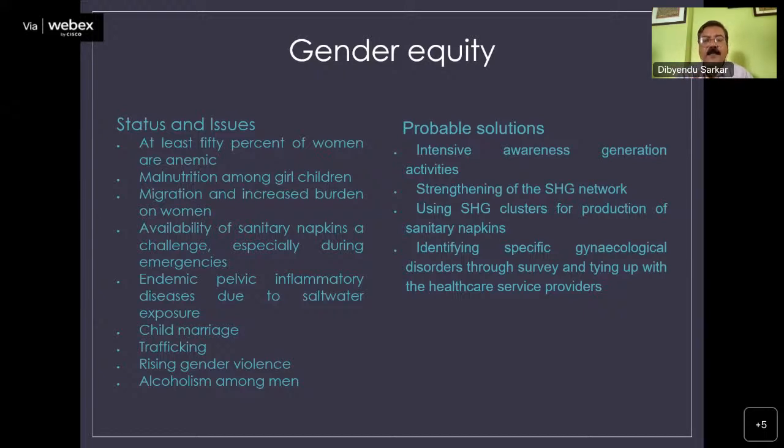Using SHG clusters for production of sanitary napkins, as I have talked about the problem, so this might be a solution. Identifying specific gynecological disorders to survey and tying up with the healthcare service providers. Those might be important from the gender equity part. Go to the next one, which is on livelihood. Next slide, please.